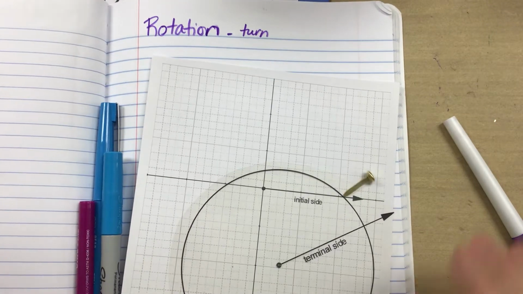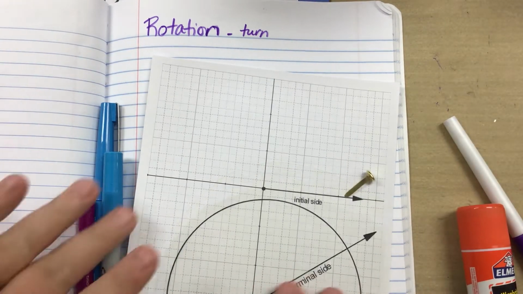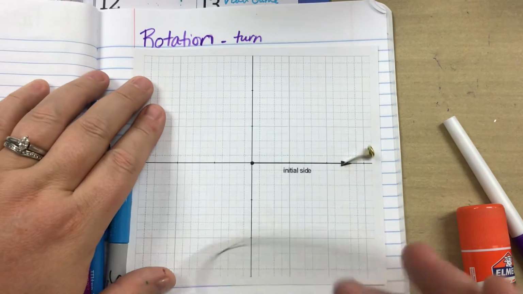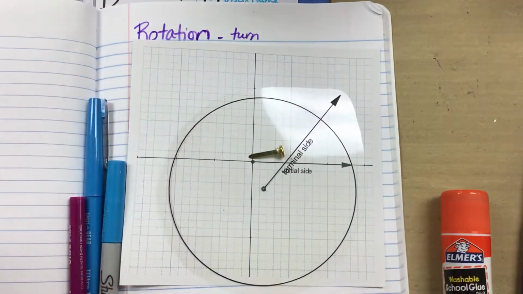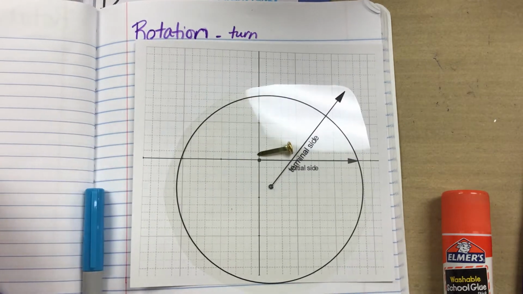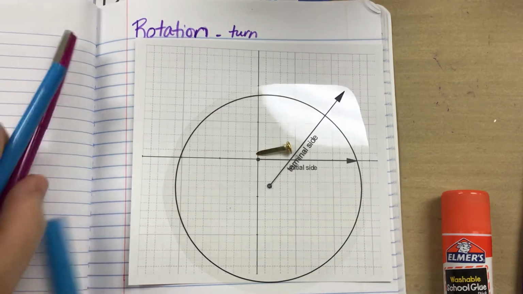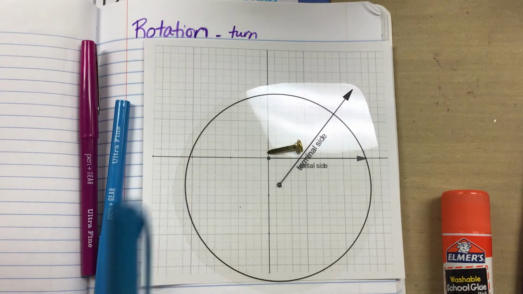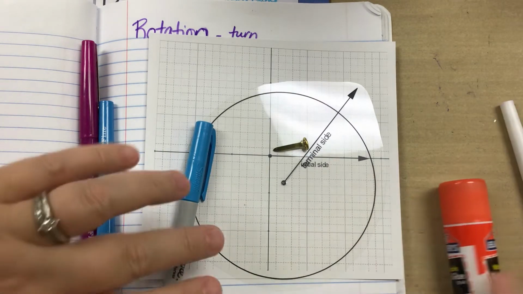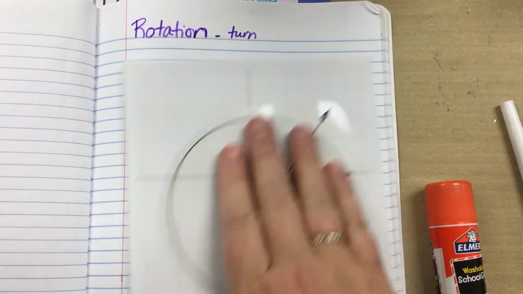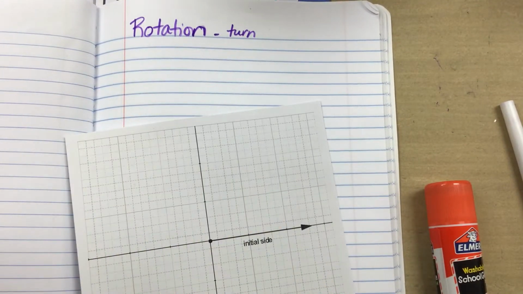So what you're going to need for today is the graph paper I handed you, the transparency I handed you as well, along with the brass fastener. You're going to need two different colored writing utensils. You're going to need some type of permanent marker like a Sharpie, and then a glue stick. Okay, so what we're going to do first, I'm going to take these off so I have some space here.